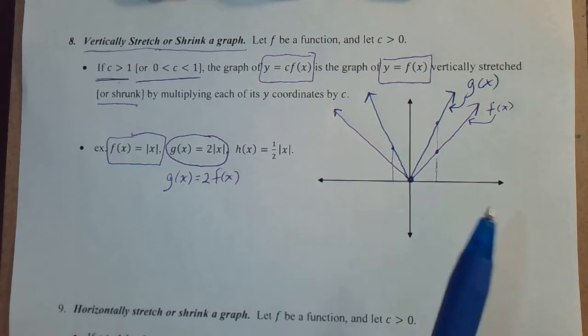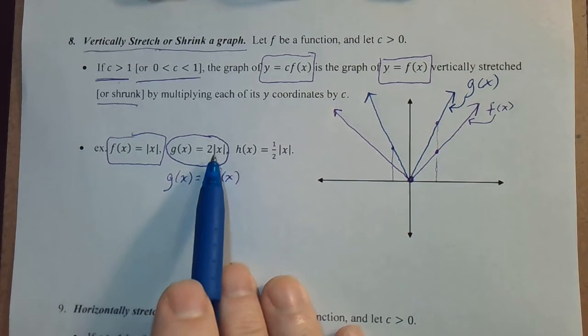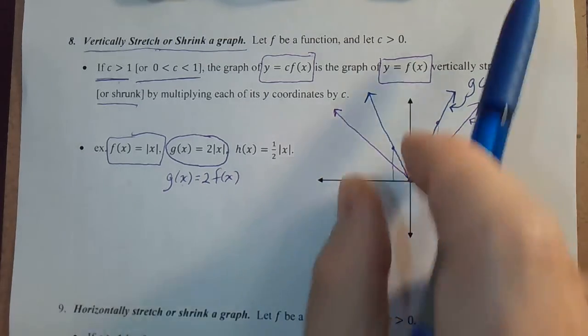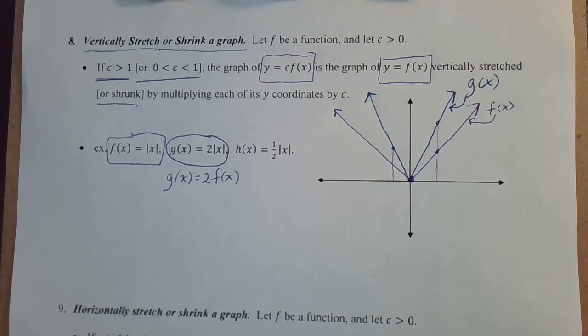So you can see how it's a taller and thinner graph, because we're doubling it. If we multiplied it by 5, it would be significantly steeper. It would be a much narrower, taller looking graph.